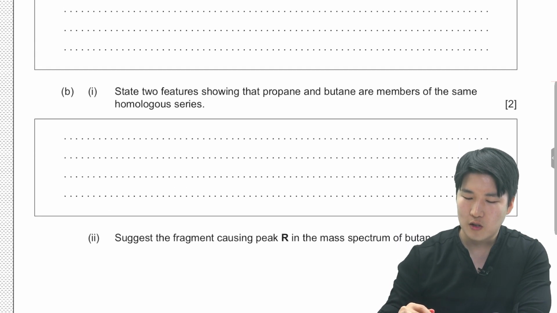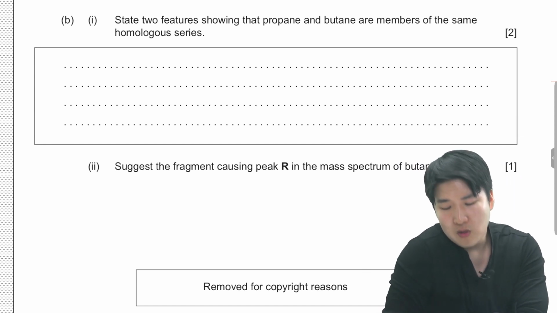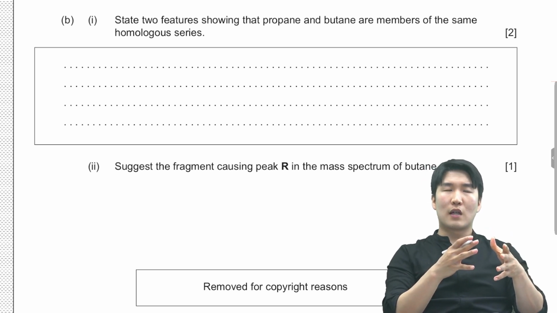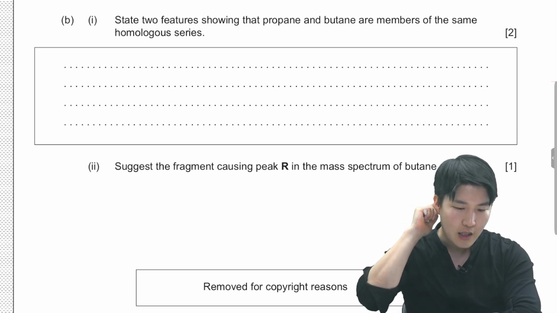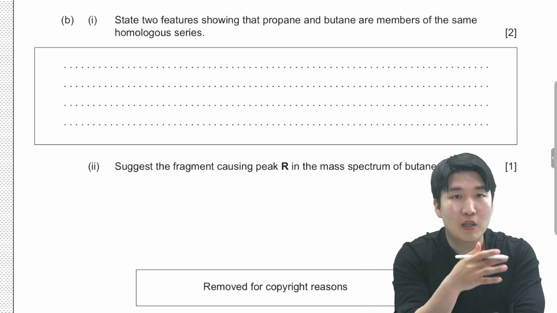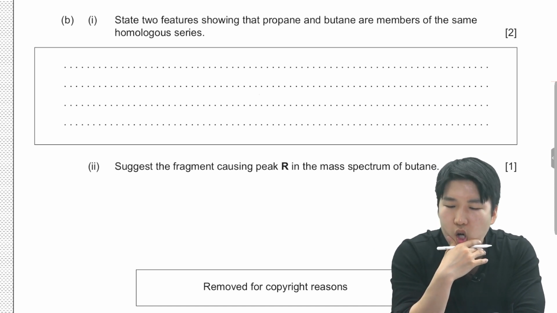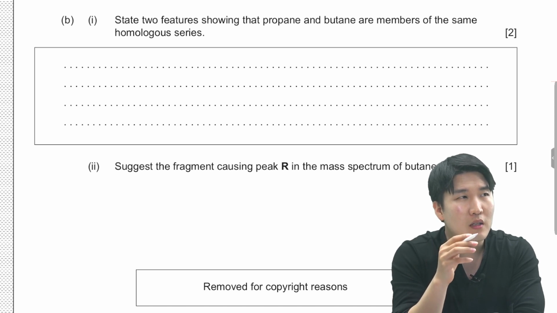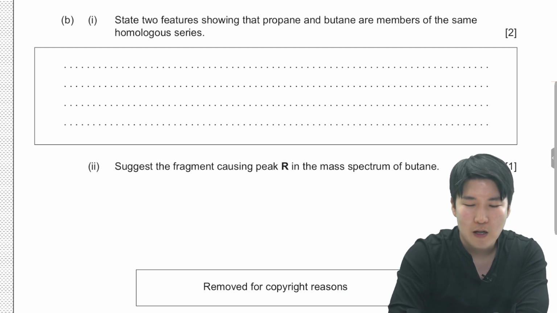State two features showing that propane and butane are members of the same homologous series. Members of the same homologous series have the same functional group and therefore the same general formula. And also because they differ by repeating units of CH2. They will have similar chemical properties and similar physical properties as well, but gradually differing physical properties with increasing carbon numbers.